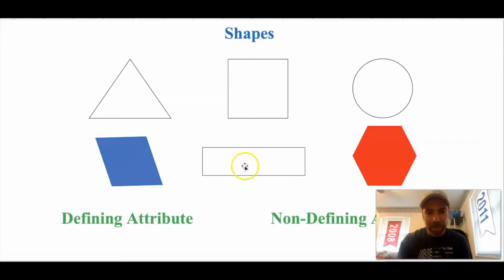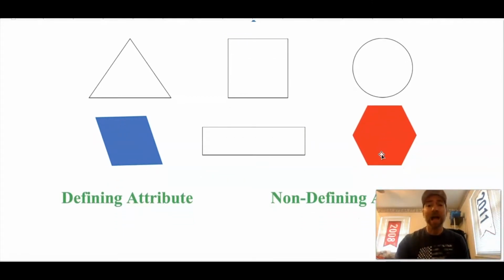How about this shape here? What do we call that shape? That is a rectangle. If you guessed rectangle, stick your tongue out. Good job. And then the last one, the red shape. I wonder what we call that shape. Well, that is called a hexagon. If you guessed hexagon, jump up and down. Awesome job. Very good.